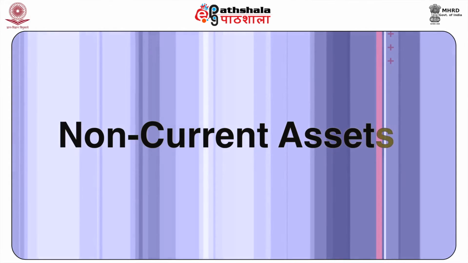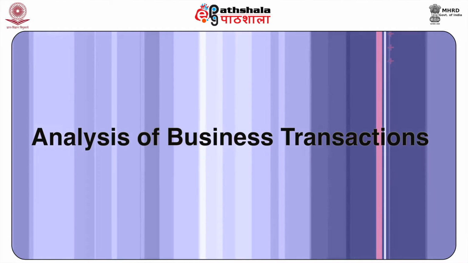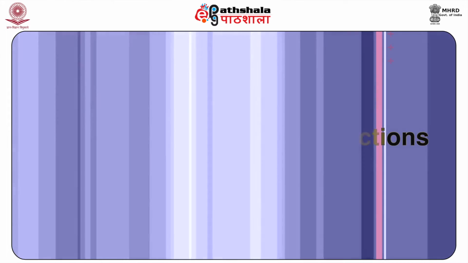Now let's come to non-current assets. All assets other than the current are called non-current or fixed assets. The examples of non-current assets are building, furniture, plant, goodwill, patent, etc. Now let's come to analysis of business transactions.